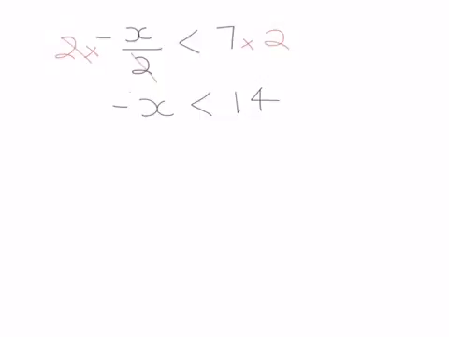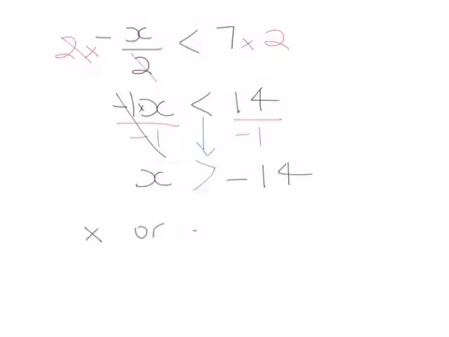Then here, once again, I've got a minus 1 times x. The opposite of timesing by minus 1 is dividing by minus 1. Do it to both sides, but because I'm dividing by a negative, that sign has to flip. Once again, it doesn't work if you don't. The minus 1's cancel, so I'm left with x is greater than negative 14. So the rule is if you multiply or divide by a negative, you have to flip the sign.